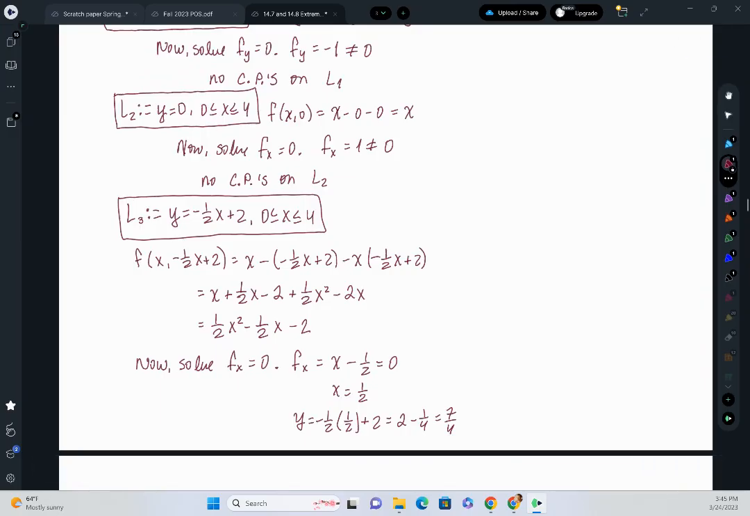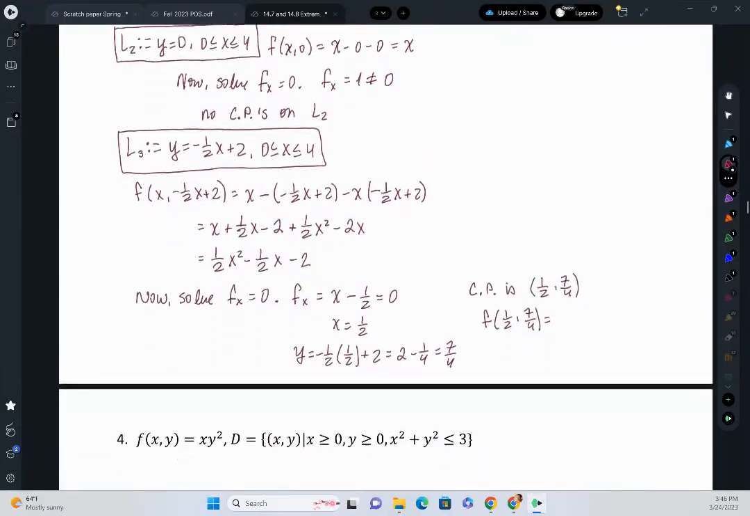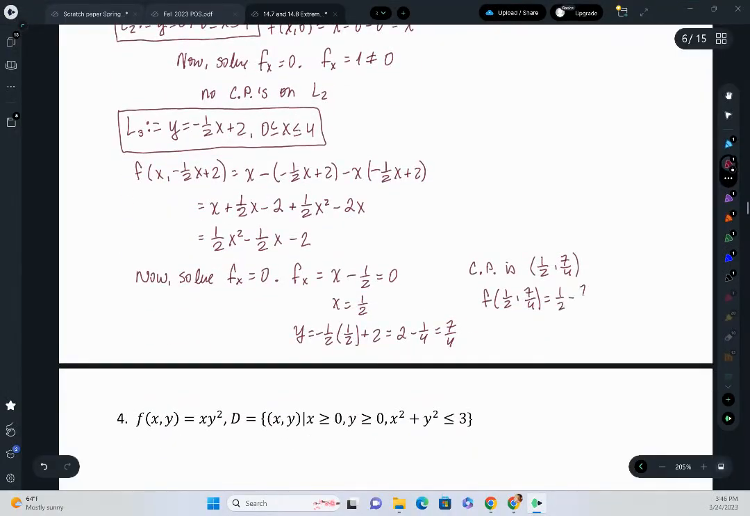Okay. All right, so then the last thing we need is to state that the CP is (1/2, 7/4), and then we need the function value f of (1/2, 7/4). The function again was x minus y minus xy, so I'll get 1/2 minus 7/4 minus 1/2 times 7/4. And when I add that all together, I end up with a negative 17/8. You can just trust me on that for now.